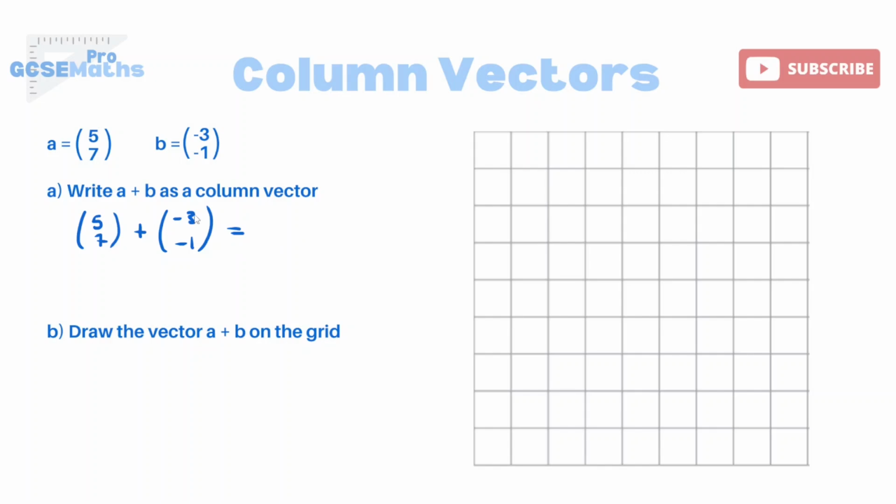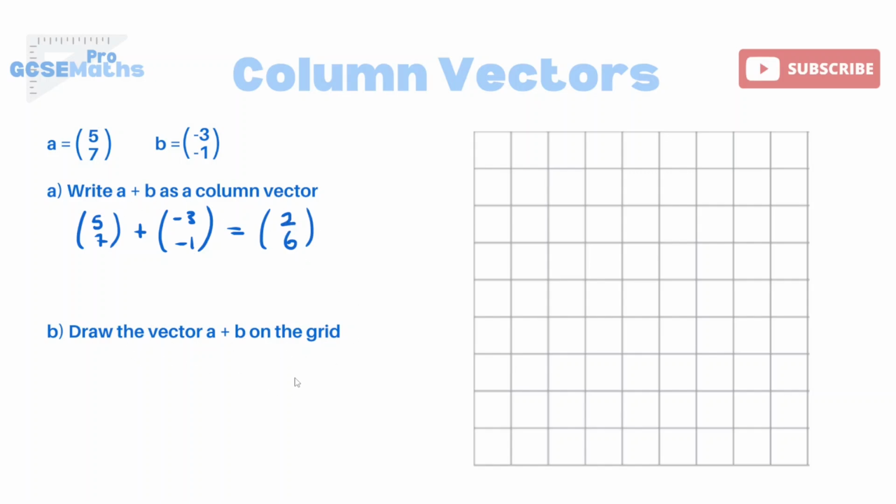So what I mean by that is the top two numbers will add and then the bottom two numbers will add, right? Because the top two are left and right, so they go together, and the bottom two numbers are up and down, so they go together. So just add as you normally would with these negative numbers. So 5 plus minus 3 is obviously going to be 2. And then 7 plus minus 1 is going to be 6. So our new vector, the vector A plus B, is 2, 6.